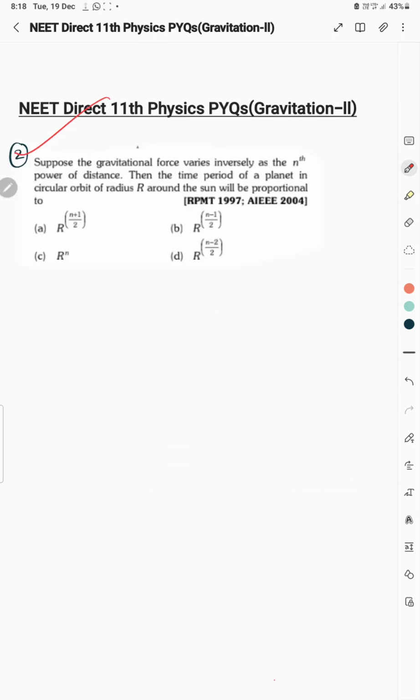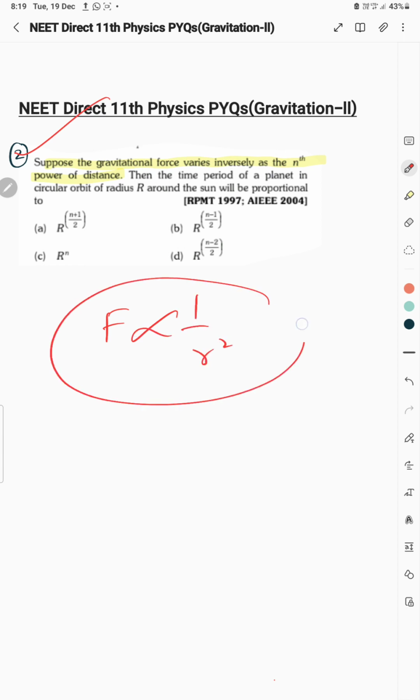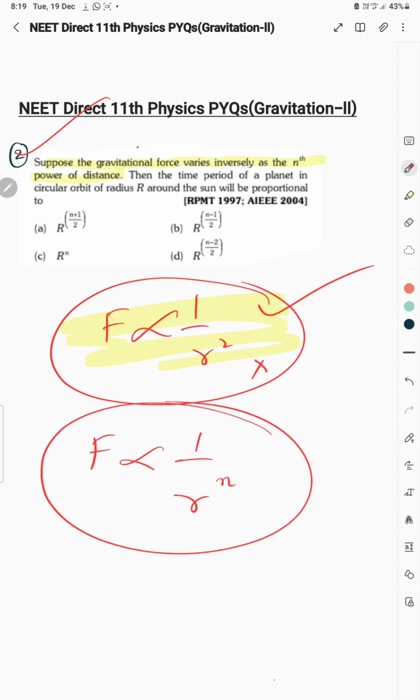Okay, now let's move on to question second. Read the question carefully. Suppose the gravitational force varies inversely as the nth power of the distance. That is, instead of saying that F is proportional to 1 by r square, which is a fact, gravitational force obeys the inverse square law, the question says this is not true. In fact, it is r power n as per the question. This is written here.